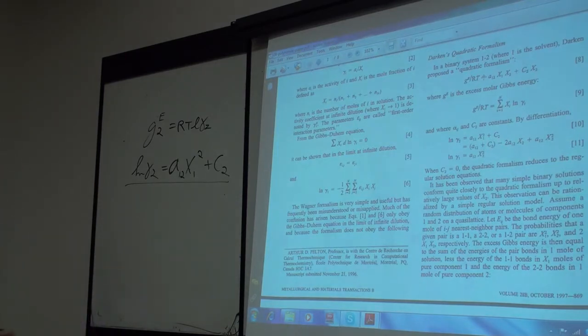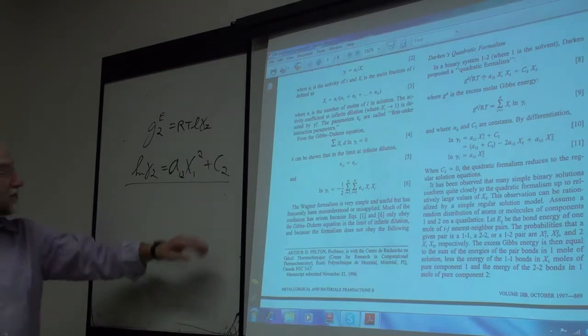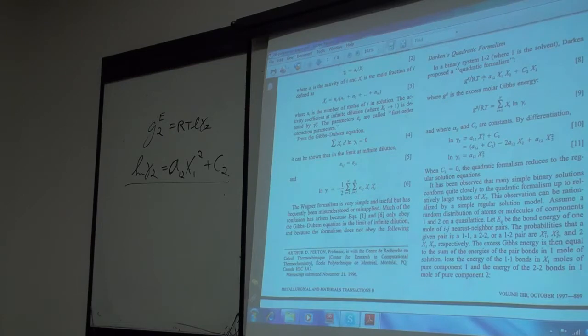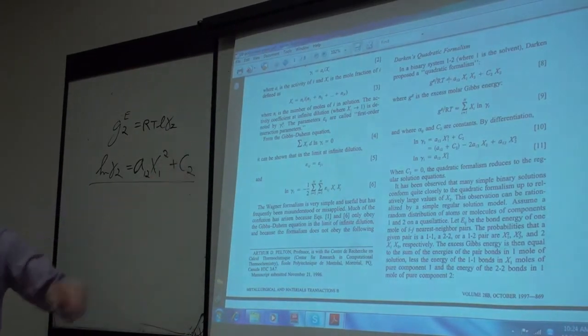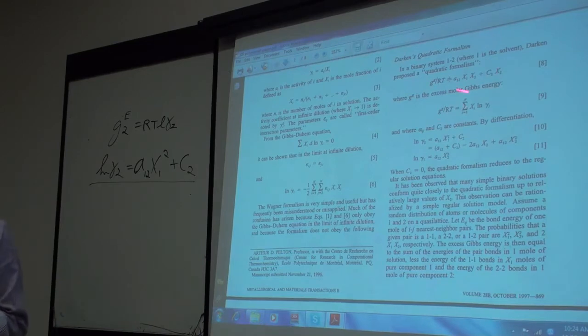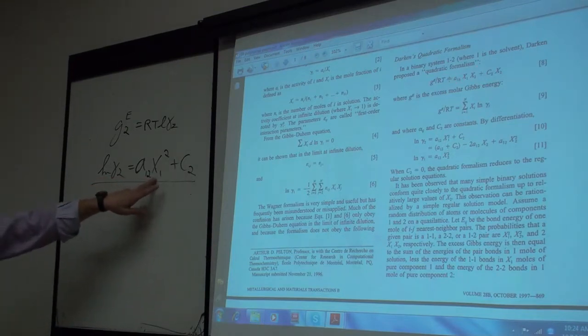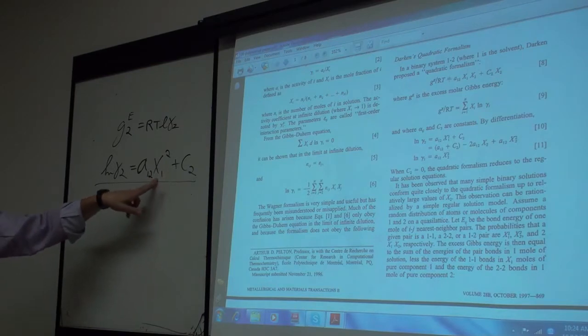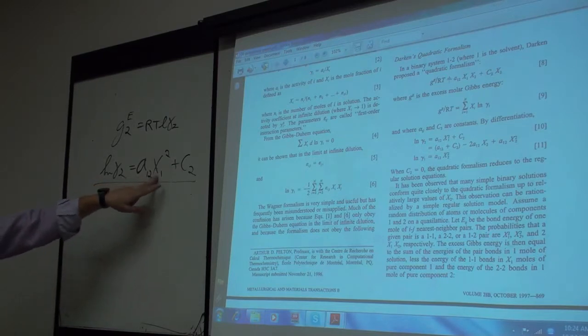Now, remember, Darken's quadratic formalism is the same as regular solution theory when c2 equals 0. If I take c2 to be 0, then I simply have regular solution theory. GXS is alpha 1,2 x1 x2, and log gamma 2 is alpha 1,2 times x1 squared, which you should know from regular solution theory. If the integral property is x1 x2 times a constant, then log gamma 2 is the same constant times x1 squared. Or let's say that alpha 1,2 is 0. Then Darken's formalism is simply Henry's law: GXS is a constant times x2.